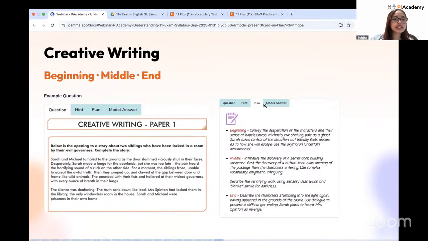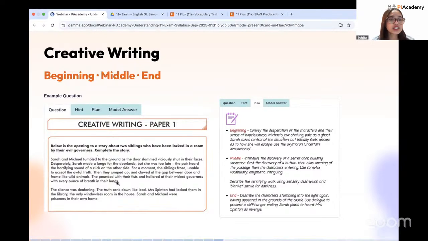So this can be the characters, this can be setting the scene, the landscape of the area that they're in. So for example, here it's saying that this story begins with two siblings who've been locked in a room by their evil governors. So in the beginning, you really need to create this daunting experience, this kind of ominous vibe that's part of this task you've been set.